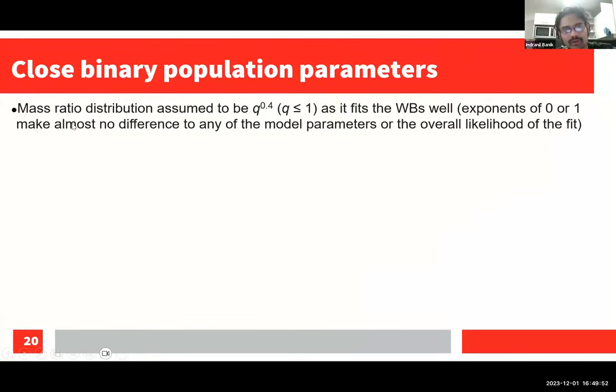I won't bore you with all the details of how exactly we model the close binaries, but suffice to say, we assume some mass ratio distribution, which is based on something that fits the wide binaries very well. So in the wide binaries, of course, we know the mass ratio between the two stars, and we assume that it's similar for the close binaries.